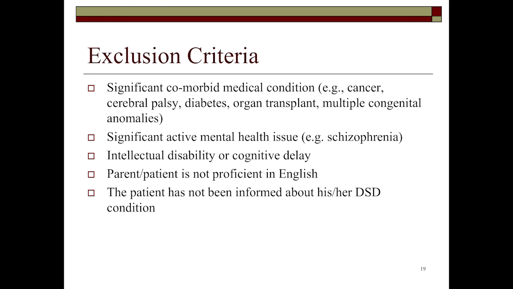Exclusion criteria include a significant comorbid medical condition, and a significant active mental health condition that would preclude being able to give consent or fill out the surveys. We don't want to disqualify people who actually are depressed or anxious, but only if it's very severe. Other exclusions are individuals with intellectual disabilities or cognitive delays, a patient or the parent for the younger children who is not proficient in English, or patients who have not been informed about DSD conditions.